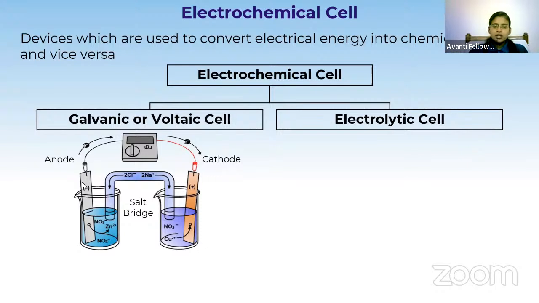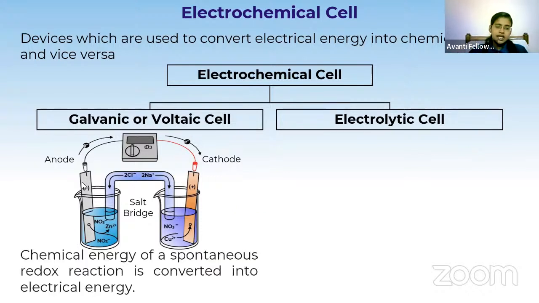So we have two different types of chemical substances in two beakers. So here I have zinc nitrate. And here I have copper nitrate. Okay, zinc nitrate and copper nitrate inside the solution. So here the chemical energy of a spontaneous redox reaction is getting converted to electrical energy. So here in case of galvanic cell, chemical energy is getting converted to electrical energy.